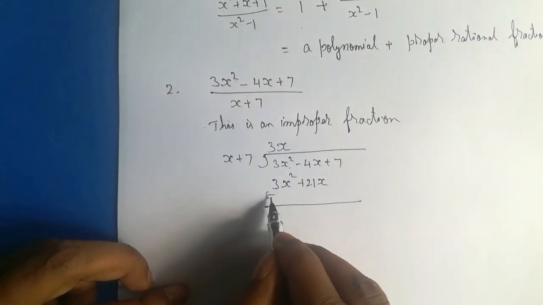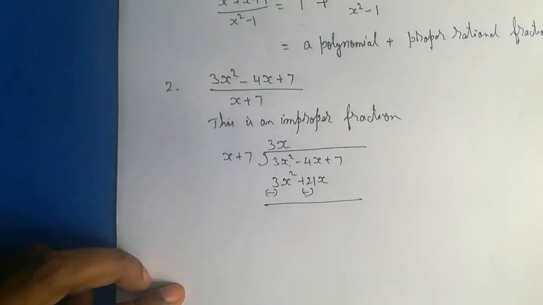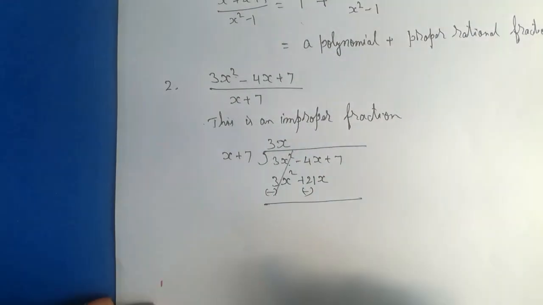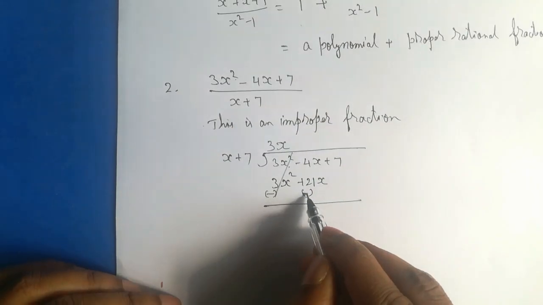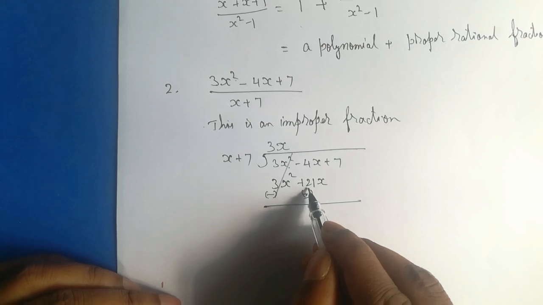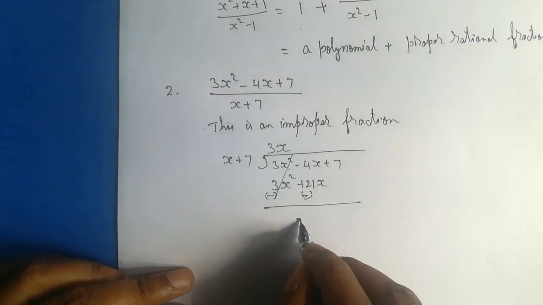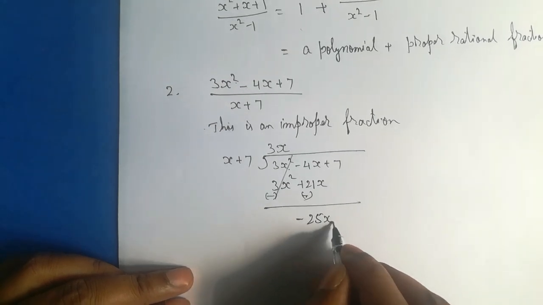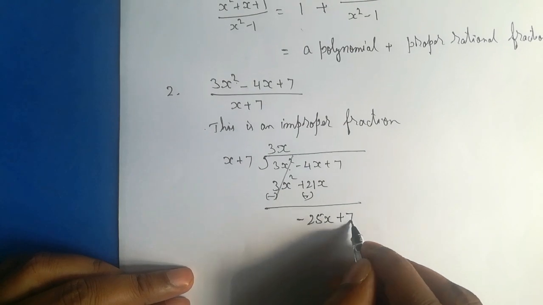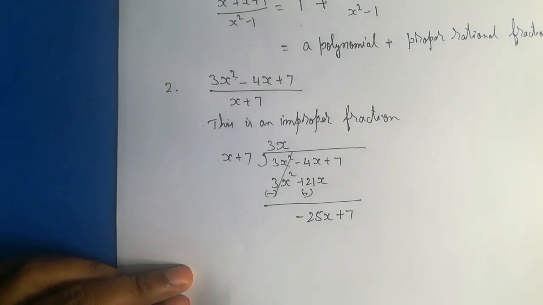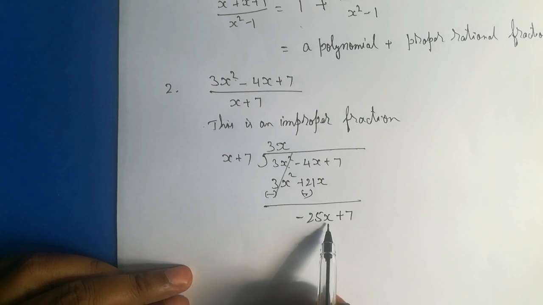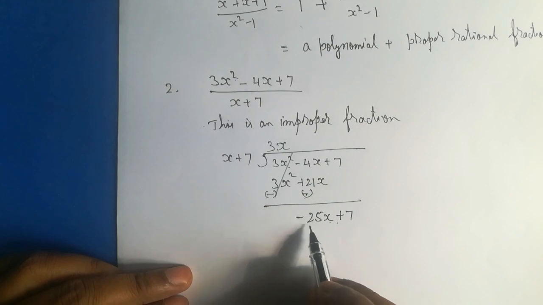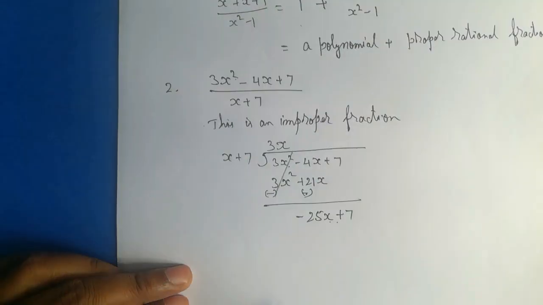Now subtract this throughout. If you subtract, this both are same term, you get cancel. Plus into minus is minus. Minus 21, minus 25x. Now bring this down, this is 7. Now again, this is proper because the power of x is 1 and the degree here also is 1. So we'll get the same term. Otherwise, we can stop like previous problem.